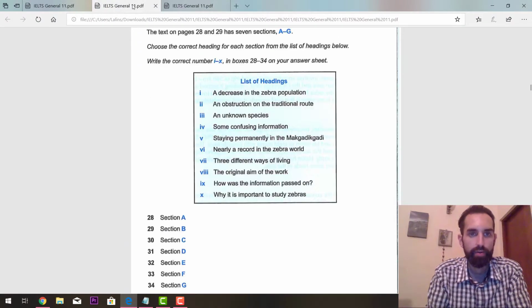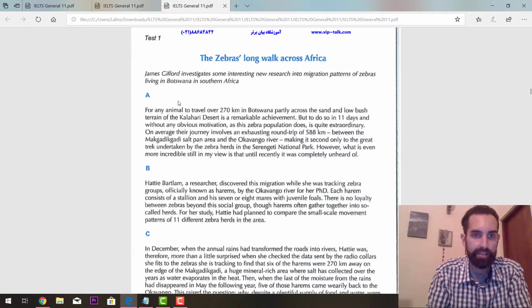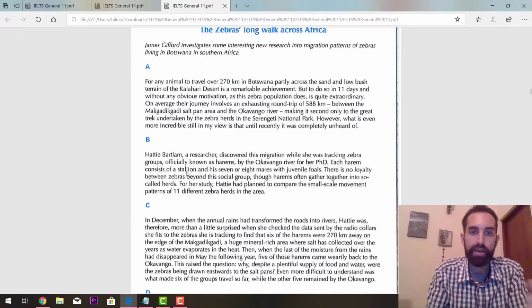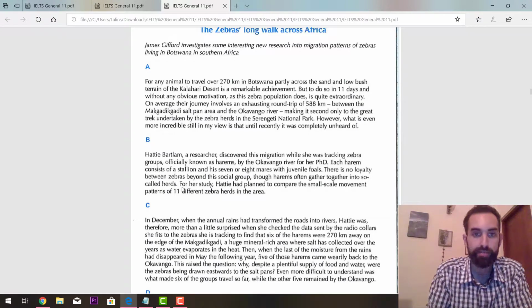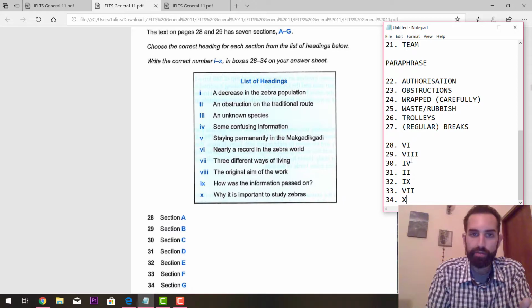And B was VII, the original aim of the work. In this section, she was talking about what the aim of her study was, which was to compare the small-scale movement patterns of 11 different zebra herds in the area. And that is what they're talking about here. So that's clearly that.